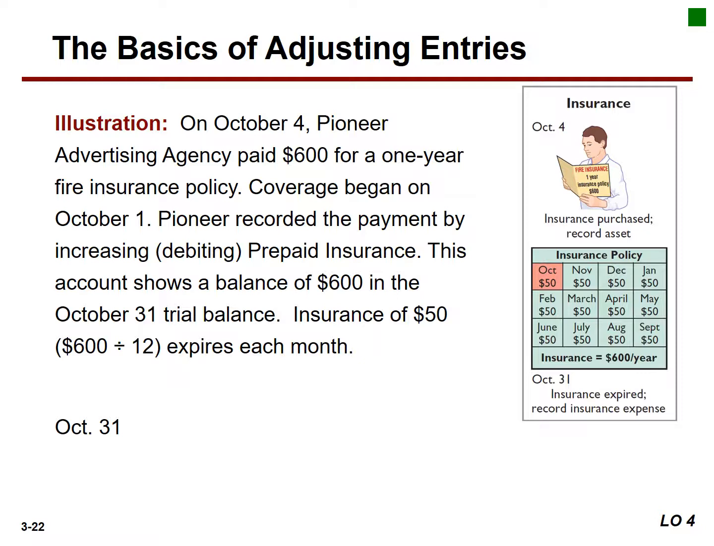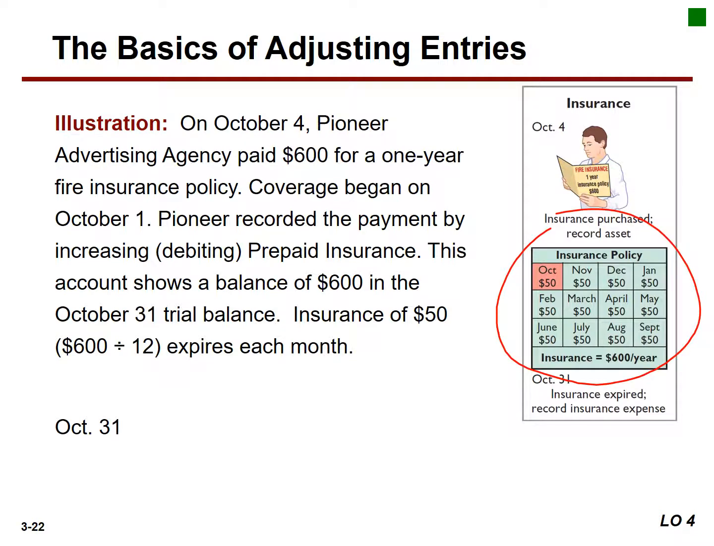So by putting it into this asset account and then expensing it out over the life of the insurance policy, in this case 1 year, we will allocate this insurance cost to each month for the next 12 months. So we take the $600 and divide it by 12 months. We're going to record $50 worth of insurance expense each month for the next 12 months, as you can see over here.